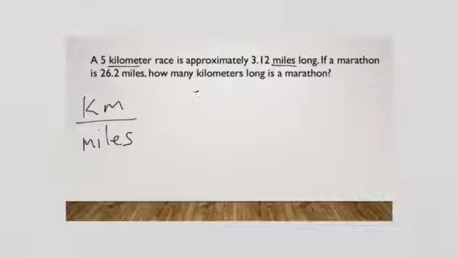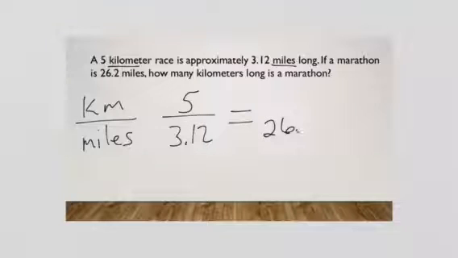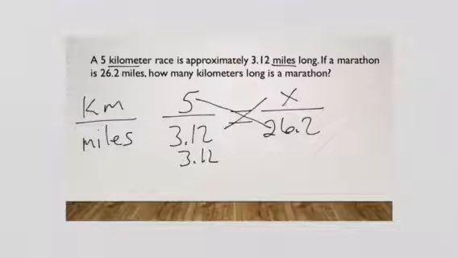In this case, we know that 5 kilometers is 3.12 miles. But what happens on our other side? What's our equivalent ratio we're trying to find? Well, it says if a marathon is 26.2 miles, we know miles are in our denominator. That means we're trying to find kilometers. And once again, we're going to do cross products. We'll get 3.12x equals, and then we just multiply 5 times 26.2, and we get 131.